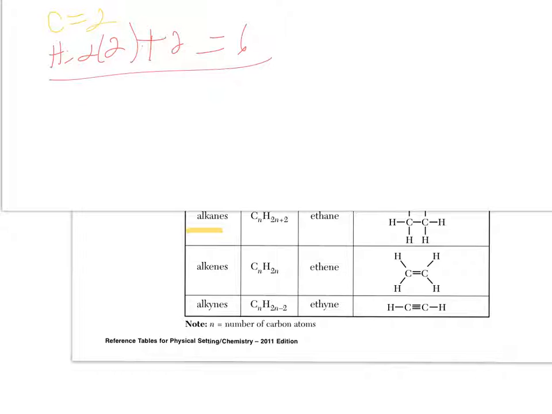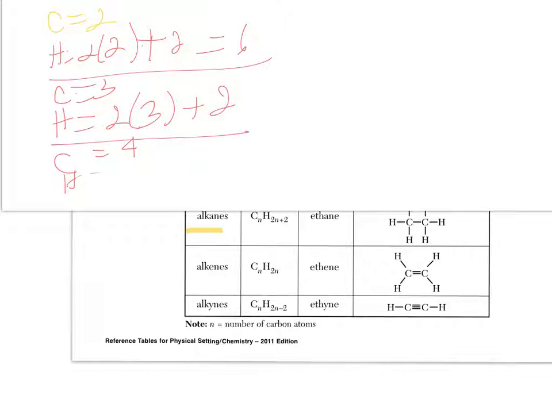The next one is 3 carbon and then 4 hydrogen. So therefore we can say that carbon is equal to 3, so H is equal to 2 times 3 plus 2. So that should be 6 and 8. That's way more than what is given on number 2. So we can eliminate that. Number 3, you have C is equal to 4. H is equal to 2 times 4 plus 2. So that is equal to 10.